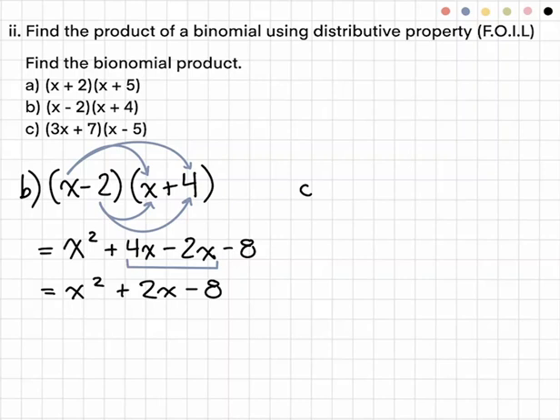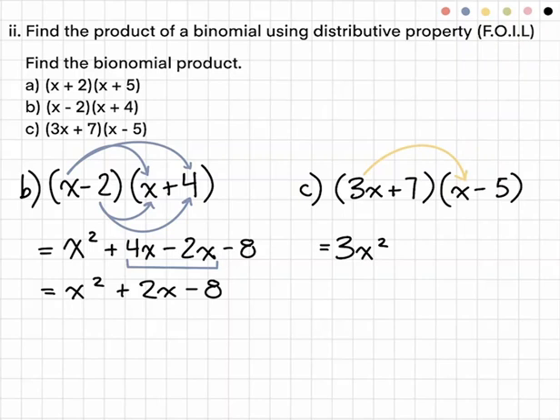Let's do one more. Now we've got 3x plus 7 and x minus 5. Alright, so first, what am I going to get? 3x times x is 3x squared. Then I'm going to have outside, okay, 3x times negative 5 is negative 15x.